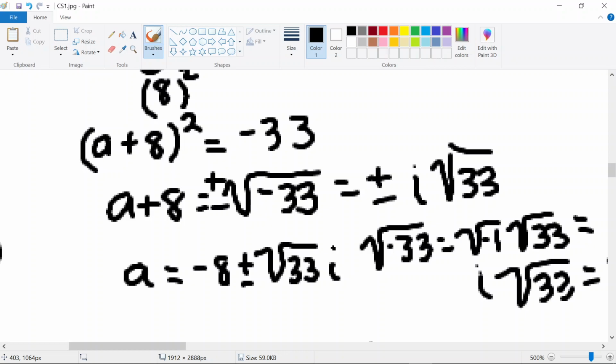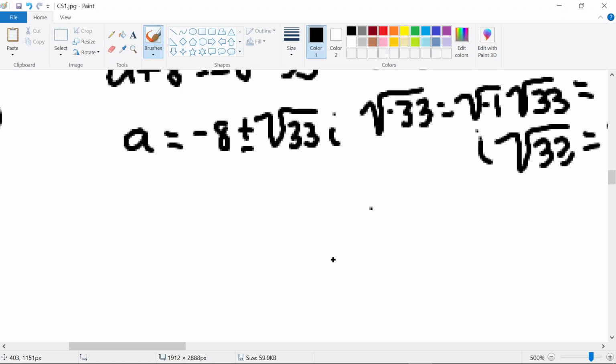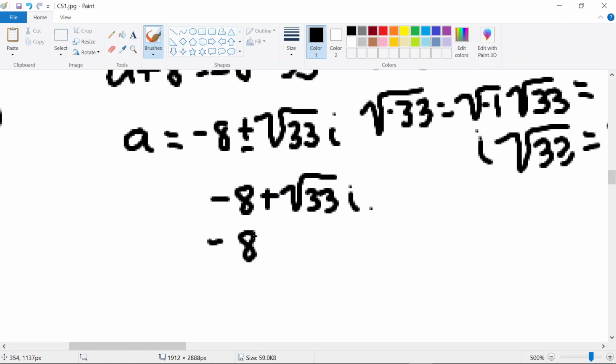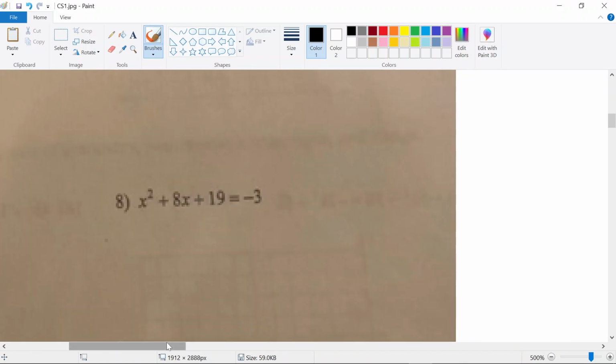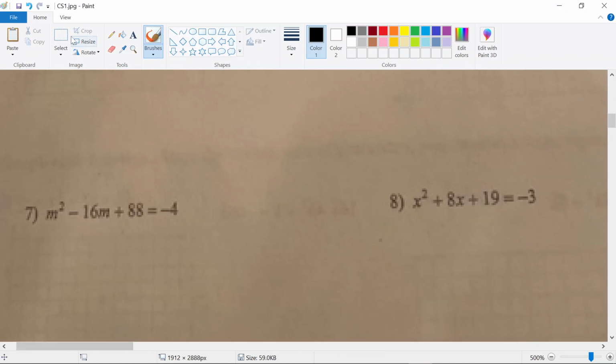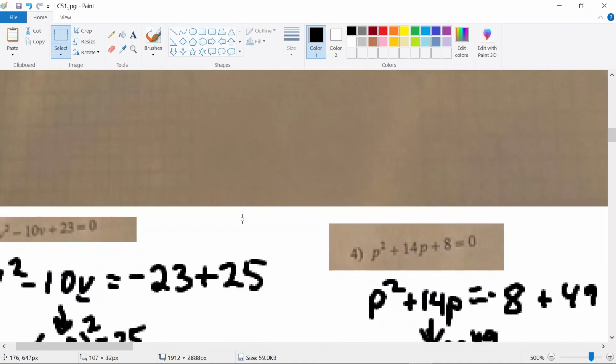It didn't help. Negative 8 plus or minus square root of 33i. If I want to write them separately, I can write negative 8 plus square root 33i, negative 8 minus square root 33i. And that's a equals both of those things. All right, that is number 6. Only one more left. And then I will have proven my high school algebra teacher correct. If you can do the last one, you can do all of them.